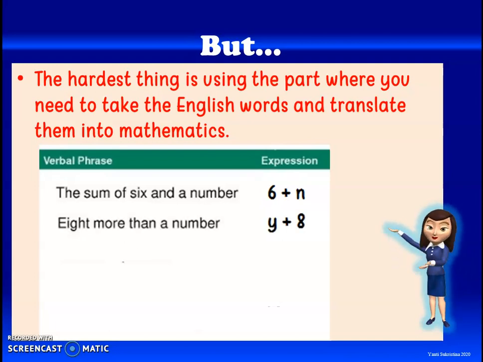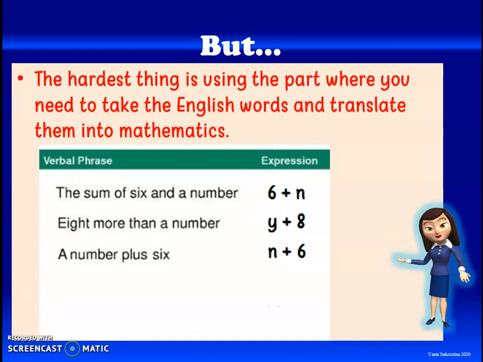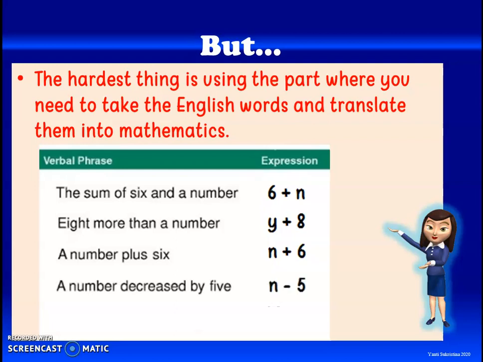Second, 8 more than a number. So you may express it as y plus 8. y is a hidden number that represents a certain number. A number plus 6, you may express it as n plus 6. And then a number decreased by 5, so you may express it as n minus 5.